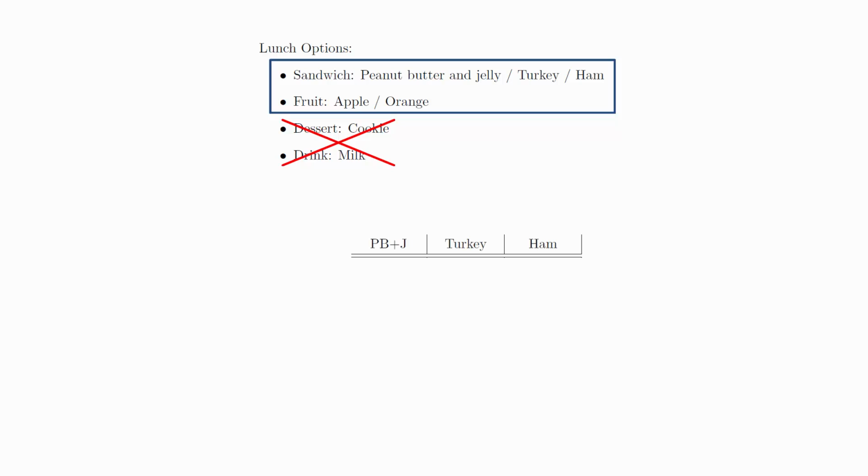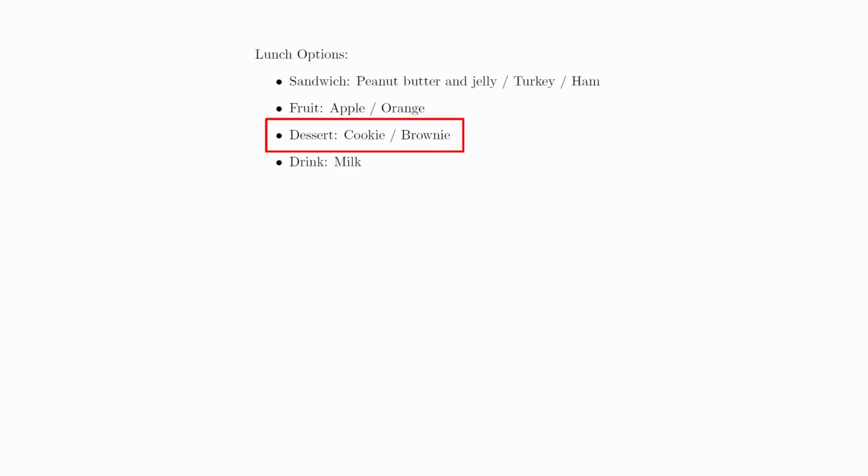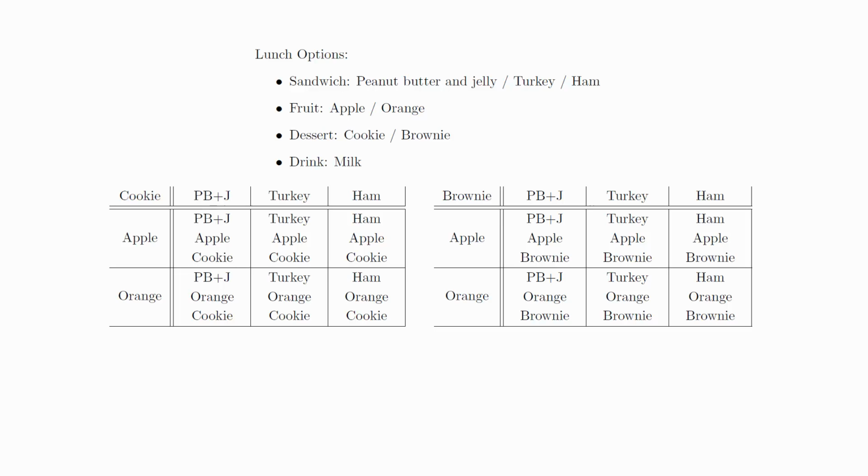We can represent the choice of sandwich in the horizontal direction and the choice of fruit in the vertical direction. What we can see from here is that we can make a grid that represents all the possibilities, and that the number of options is the product of the number of options for each choice. In this case, there are 6 different lunch options. If we expanded the selection to include options for dessert, say a cookie or a brownie, we would end up with 2 copies of this grid, one for each dessert choice. Notice how this still corresponds to multiplying by the number of options for each choice.